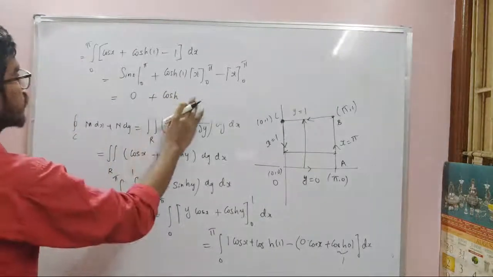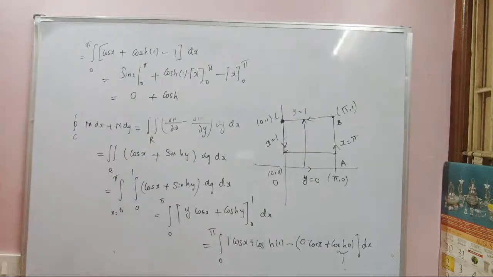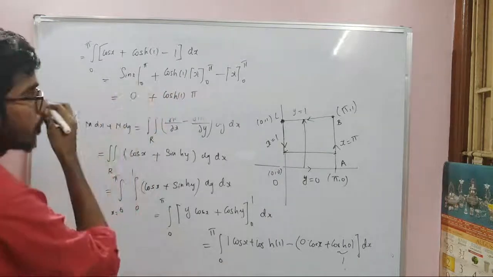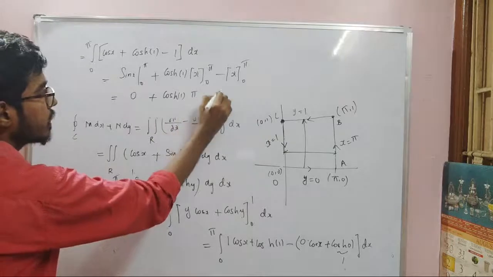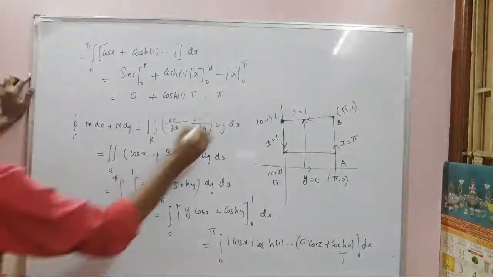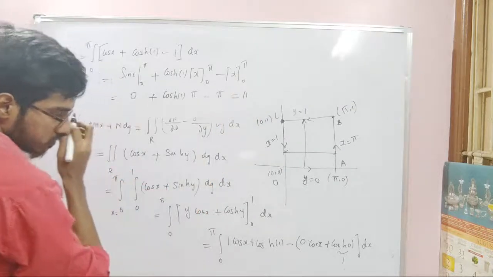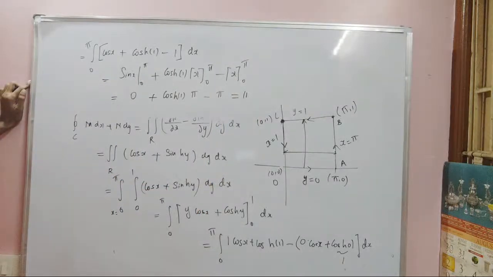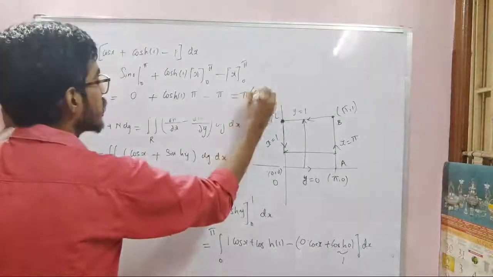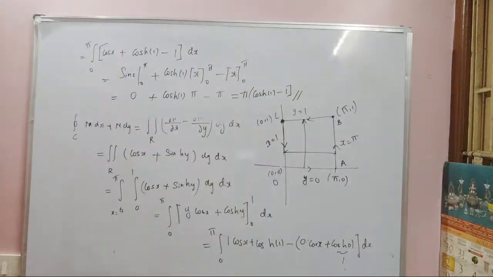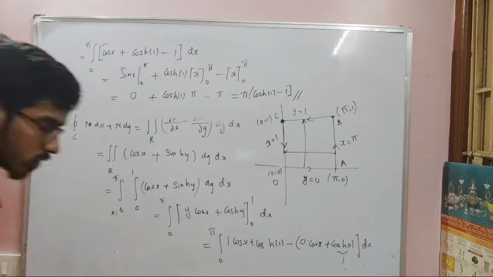Okay, we need to substitute only for x. So this will be cosh 1 into pi, minus pi. If I take pi outside, we will have pi times cosh 1 minus 1. This is the required answer, right? Yes. So I will move on to the next problem.